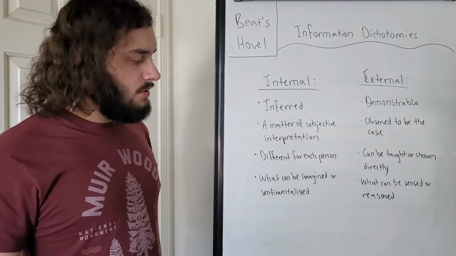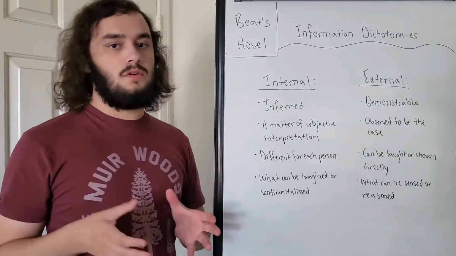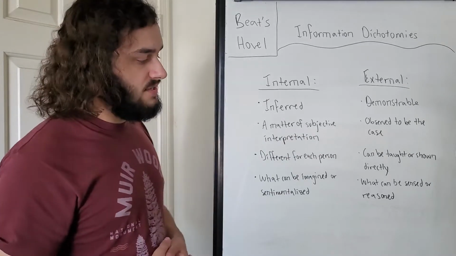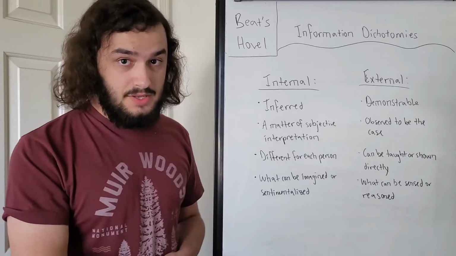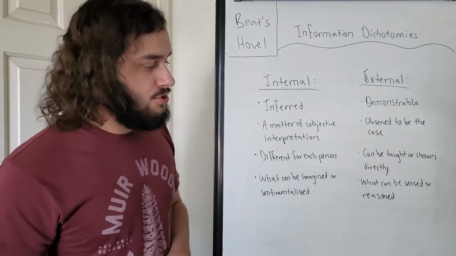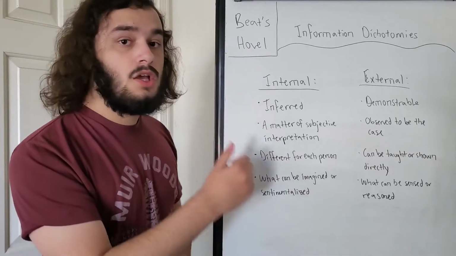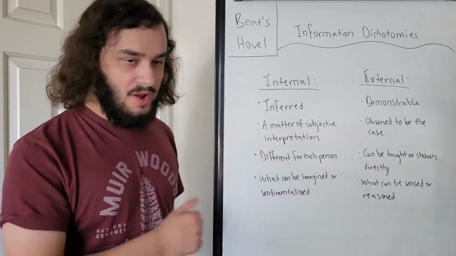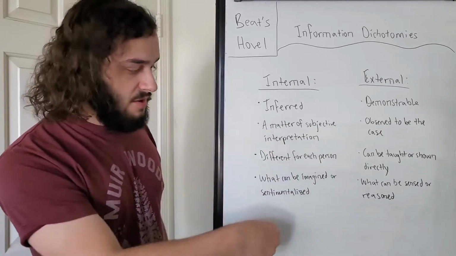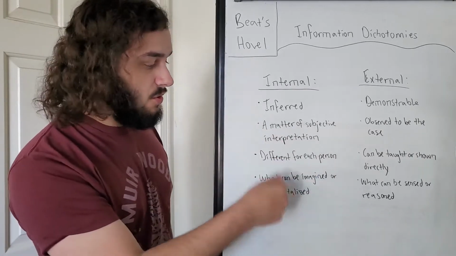And so for internal information, the comprehensive overview of internal information is everything that can be imagined or sentimentalized, whereas external information is everything that can be sensed or reasoned. So if you notice from the last one, over here last time with irrational, we had sensed or imagined.